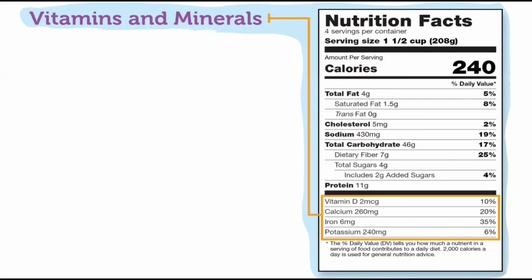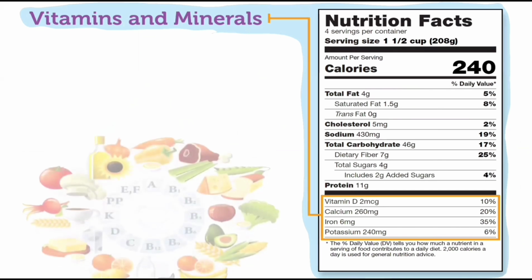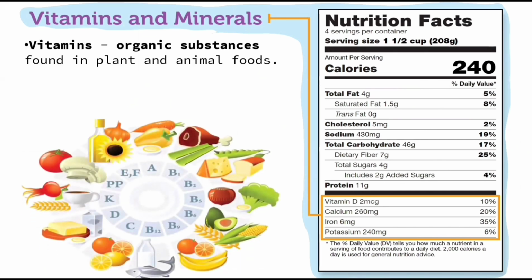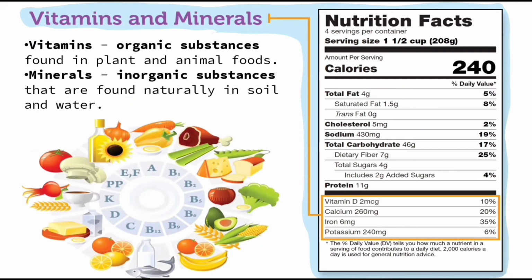Move on to vitamins and minerals. This is the part that often gets overlooked by consumers. Vitamins are organic substances that are naturally present in many plants and animal products. The human body also makes vitamin D and K. There are 14 vitamins that may be listed on the nutrition facts label.